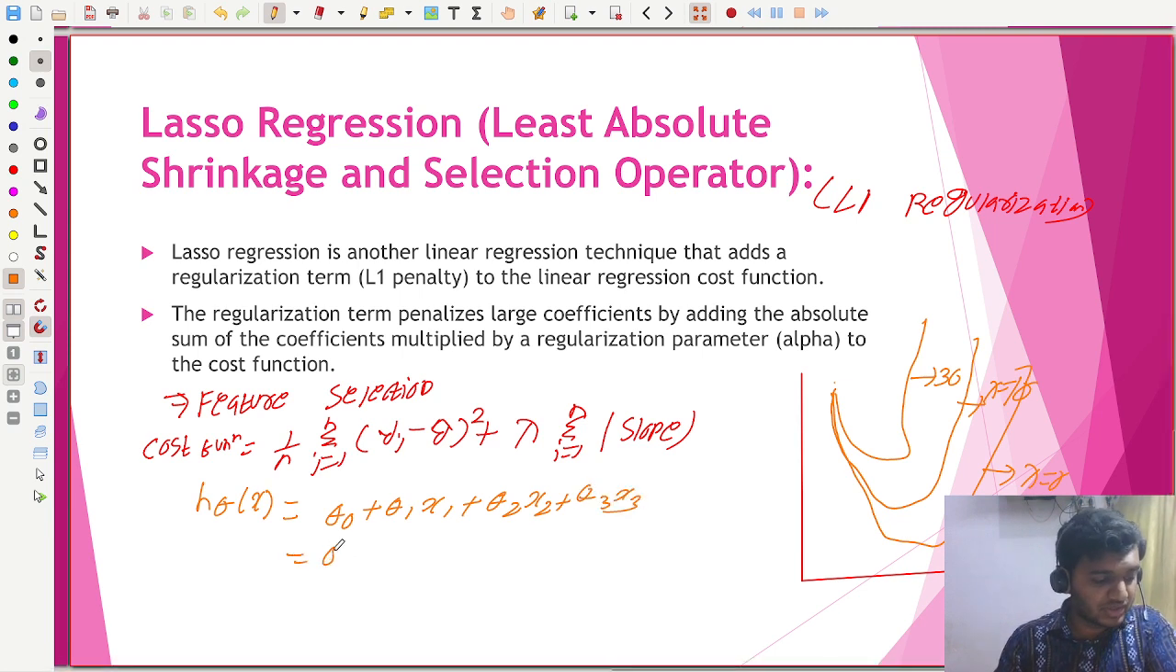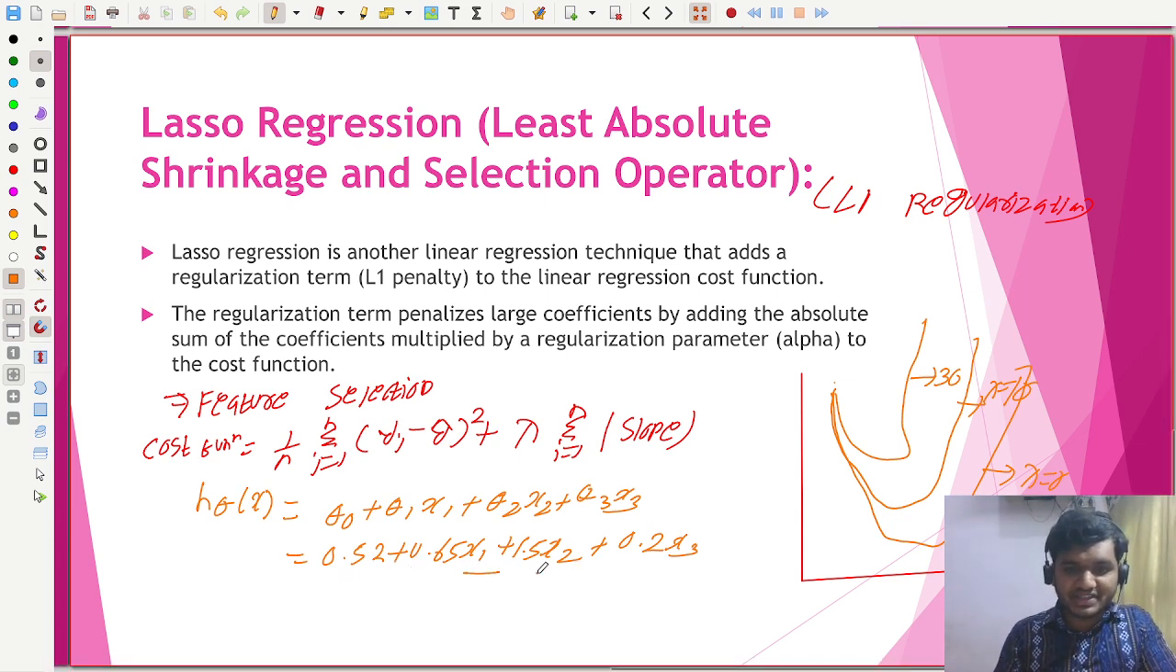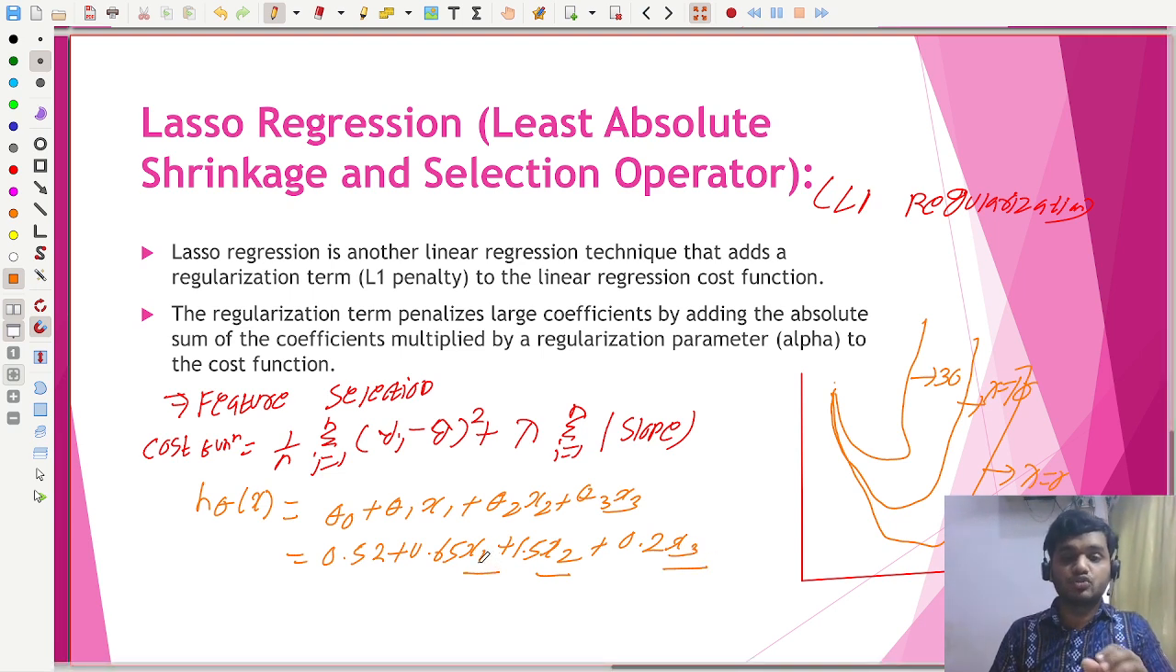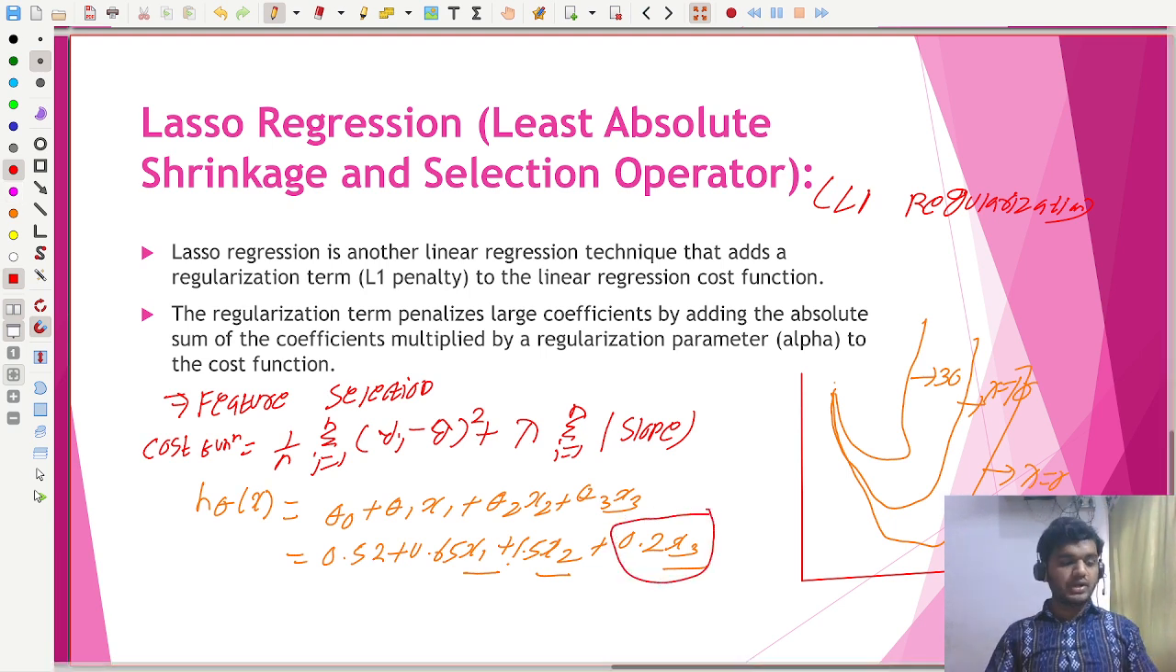So the value of theta 0 is 0.52 plus 0.65 x1, plus theta 2 is 1.5 x2 plus 0.2 x3. That is the importance of the features. Here x1 is one feature, x2 is another feature and x3 is another feature. So the contribution of the x1 feature is 0.65, the second one is 1.5 and the third feature is 0.2. So the least important feature is x3, that is 0.2 x3.